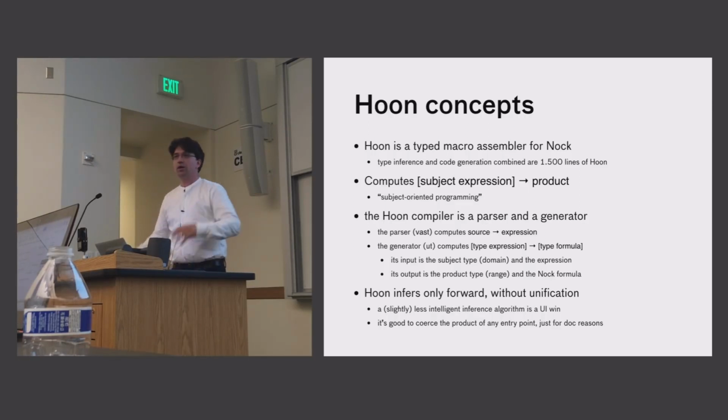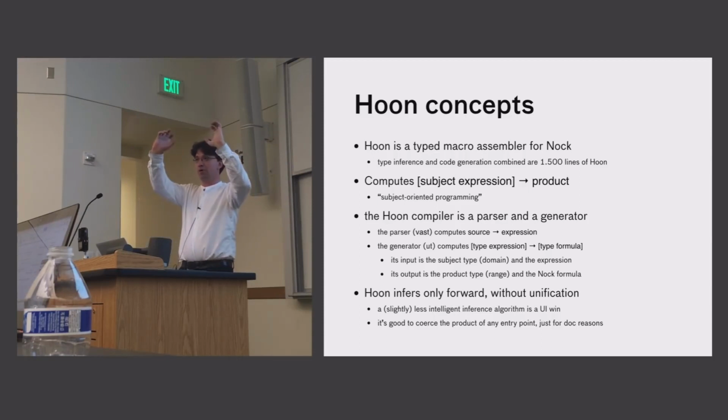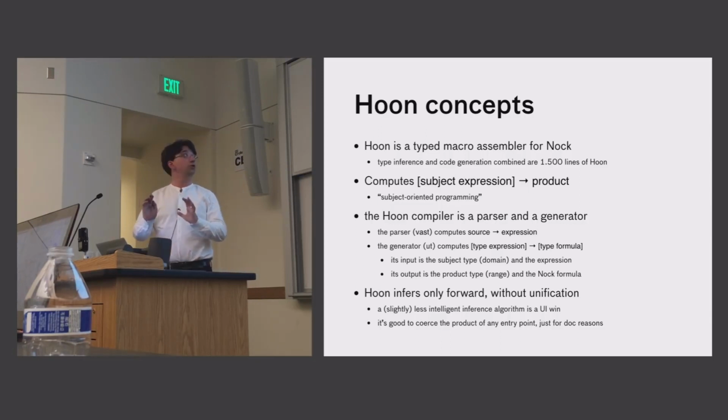So when we take a type system and layer it on top of Nock, we're computing a mapping from a type and an expression to a type and a formula. So we have input type or subject type and expression turns into product type and the Nock formula that computes that expression. So again, a very, very simple, straightforward relationship to Nock here.